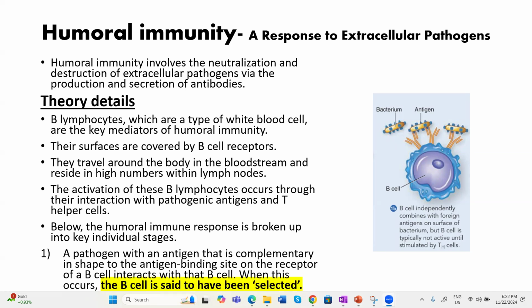In this video, we are going to study two types of immunity, that is humoral and cell-mediated immunity. Now, humoral immunity is the one which is a response of our immune system to the extracellular pathogen. For humoral immunity, the important lymphocyte is B cell. B cell, which is a special type of a WBC, is very important for the humoral immunity.